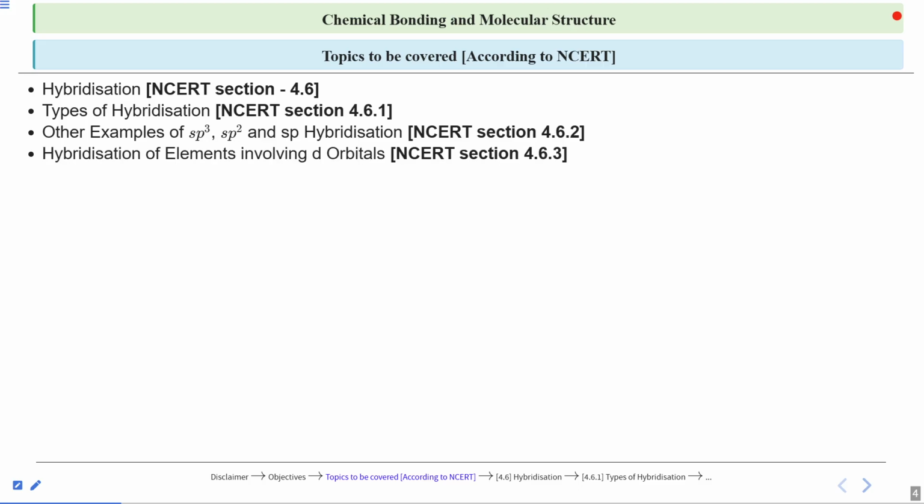Then we will move on to those elements which have d orbitals. Okay, so sp3, sp2 and sp include only atomic orbitals from the s and p subshells, but in this case we are seeing it from the d orbitals as well. Lastly, there will be a bonus topic. This is mainly a part of hybridization, but without learning VSEPR theory and hybridization altogether, you cannot get that part. So I will disclose that at the end of the lecture.